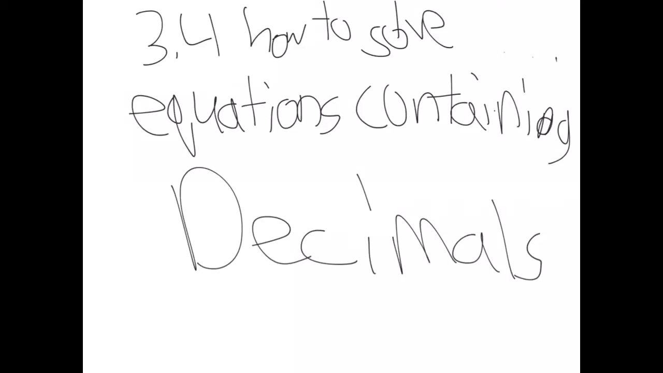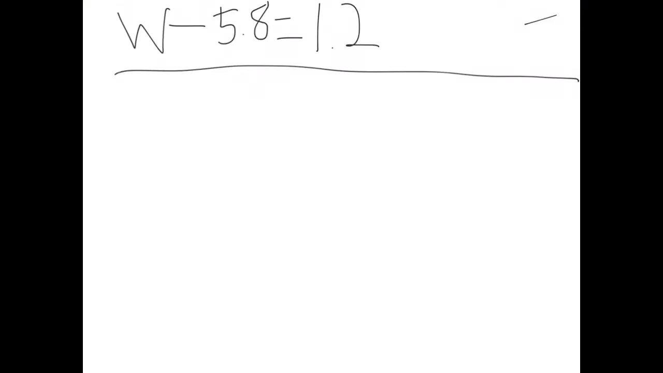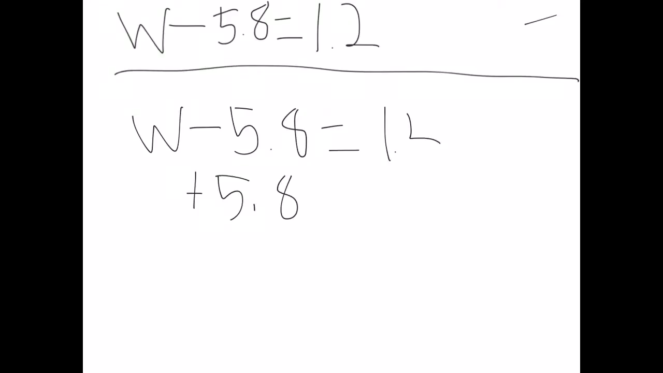3.4, how to solve equations containing decimals. W minus 5.8 equals 1.2. So you're going to want to write down your problem. And since this is subtraction, the subtraction is addition, so it is plus 5.8 on both sides, and then 5.8 plus negative 5.8 is 0.